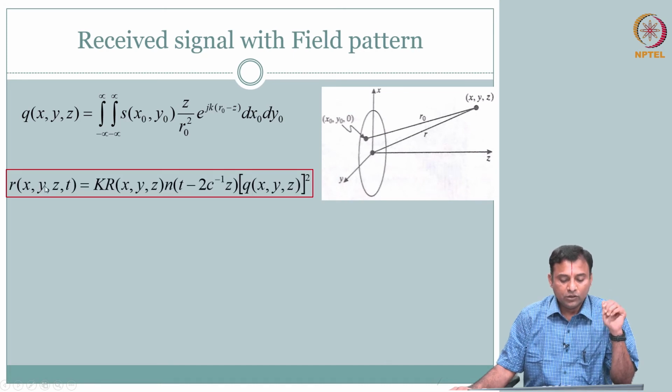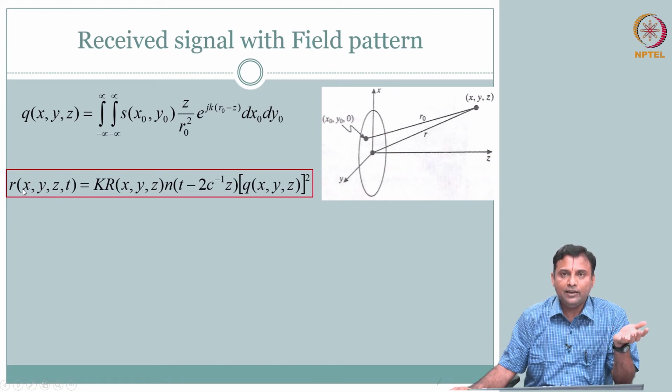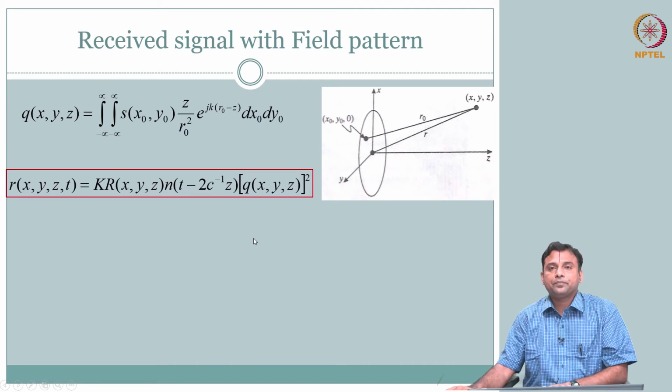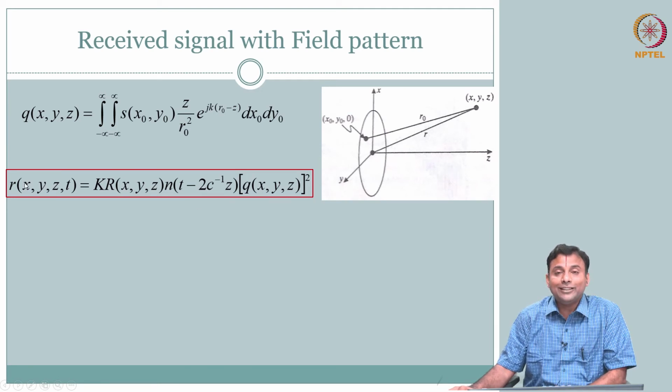What you are getting now is your received signal. It is the same equation that we had in the previous slide. Now, I am going to break the 4 integrals into 2 identical double integrals called q of x, y, z. The other terms remain: k r, then n of t z, and then q square. This is your received signal. It is already complicated; mathematically it looks like too many terms, but conceptually it is straightforward.